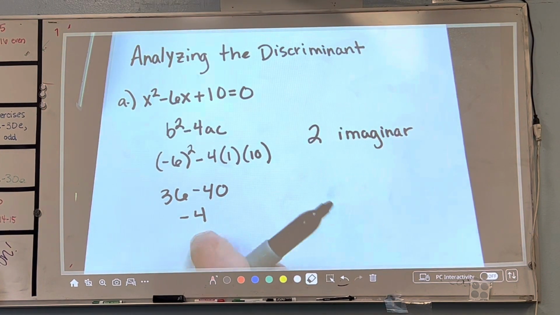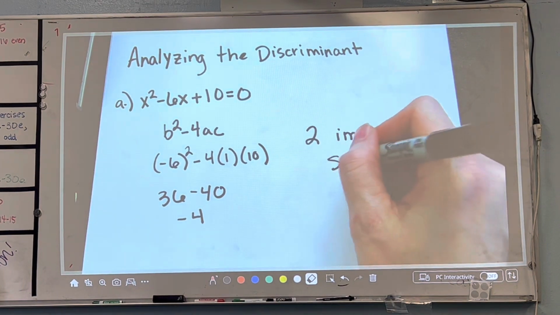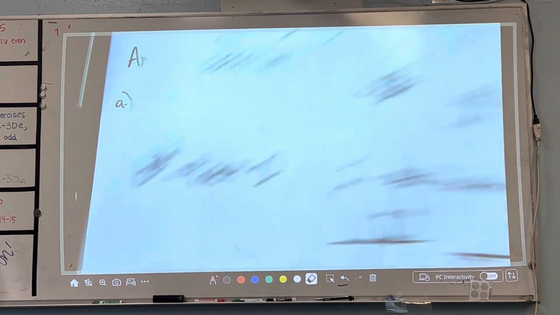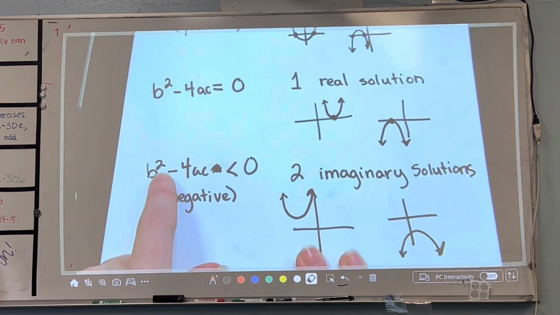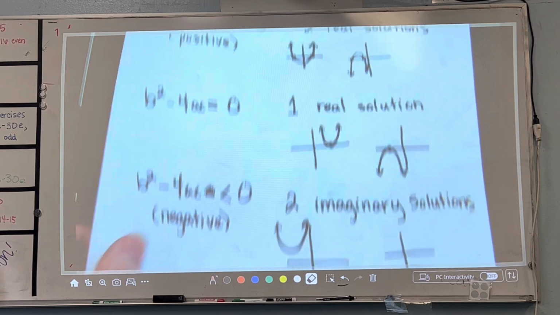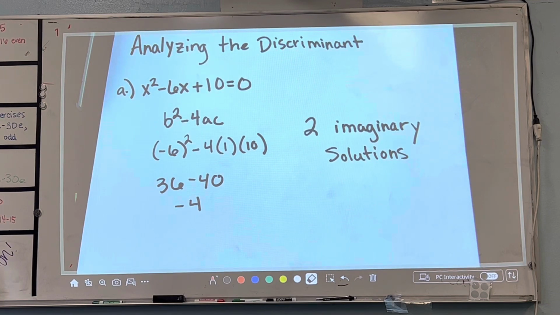Don't let this throw you off. That's not your solution. That's just the discriminant. How'd you get 2 imaginary? Because it still would be under the square root. So from this chart earlier, if the discriminant is less than 0, if it's negative, then we have 2 imaginary solutions.